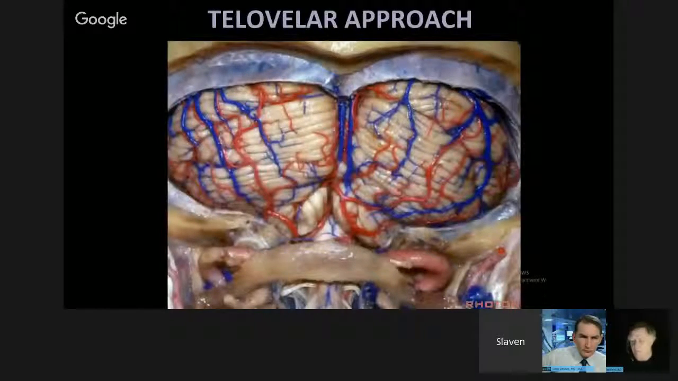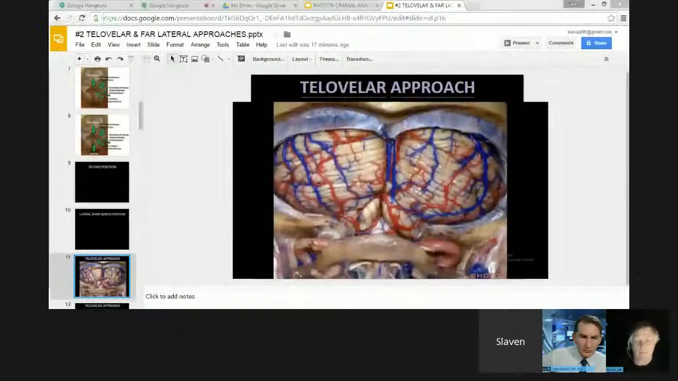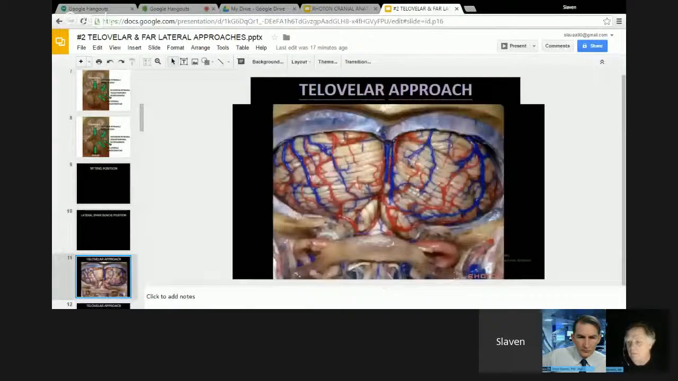So let me just show you a quick set of slides now. I have this here on my background. These are just the anatomy pictures I want to go through. Okay, so these are all pictures from the Rhoton collection. I hope you can see this right.